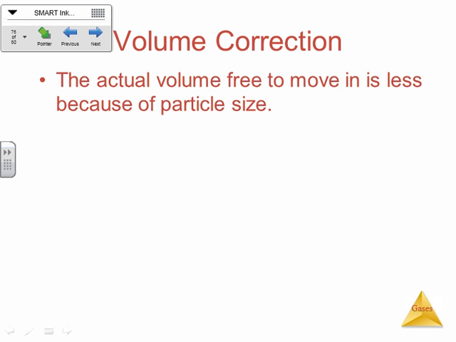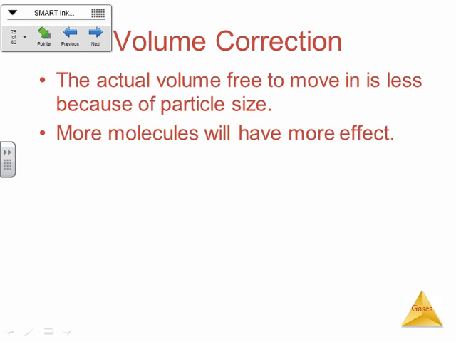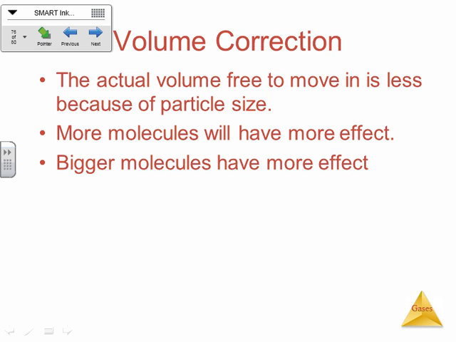The actual volume is going to be a little bit less than what we've been calculating because the particles do take up a little bit of that volume. So in the PV equals nRT, when we talk about a 2-liter container, really less than 2 liters of that is available for them to move around in because there's other particles in there that are taking up a little bit of that space. So it's not really 2 liters, it's a little bit less than that. The more molecules we have, the more of an effect this is going to have, and the less ideal this gas behavior becomes. And bigger molecules are going to have more effect. So this is kind of important.